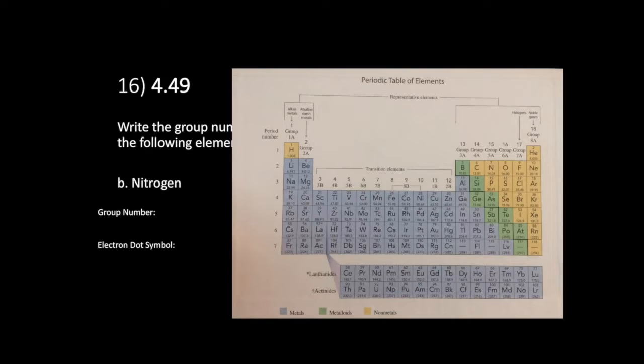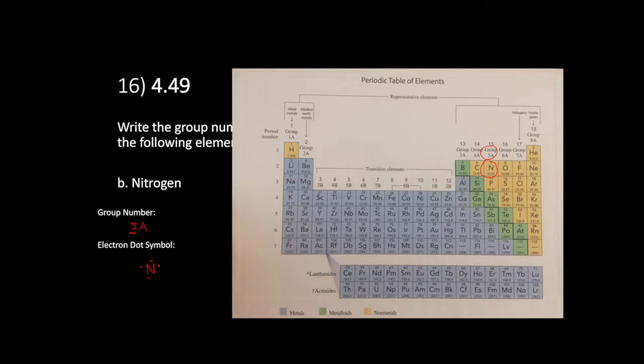So, nitrogen. Nitrogen is in the top right. It is in group 5A. So for the group number, that was one of the things they're asking, we'd write 5A. Now for the electron dot symbol, we'll write the symbol, so the N, and because this is in group 5A, it has 5 valence electrons. Now I'm going to put 1 on each side before I start pairing them. So there's 1, 2, 3, 4.